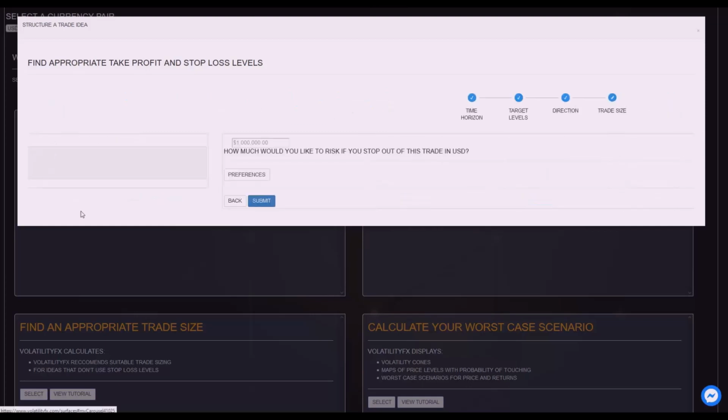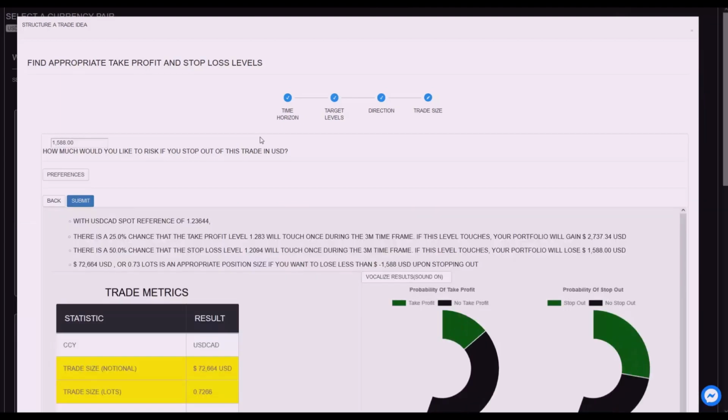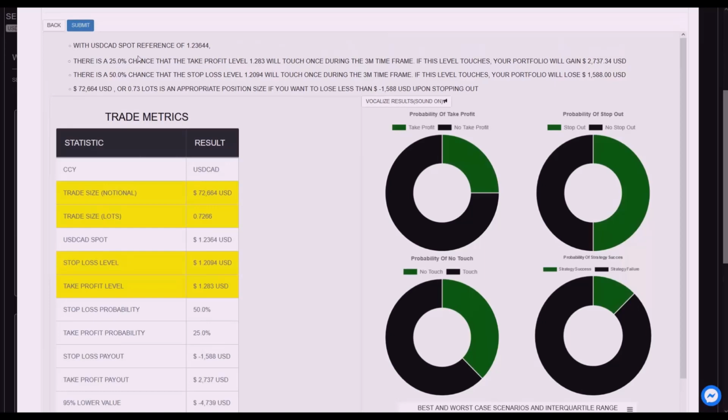We'll move on and say we're going to go long, and then it says how much would you like to risk if you stop out in this trade. So we'll click 1588, click submit, and then VolatilityFX will find us appropriate take profit level, stop loss level, and trade size.